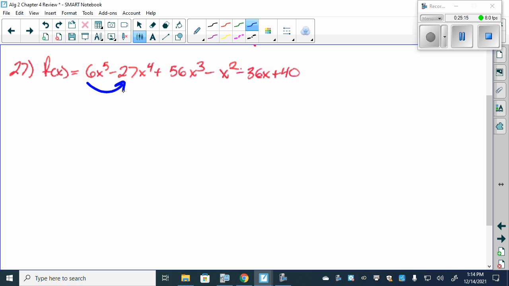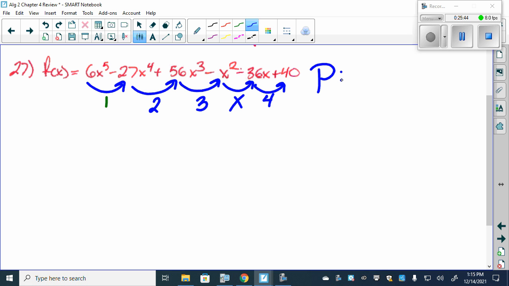So from x to the fifth to x to the fourth, it goes from positive to negative, so that would be one sign change. X to the fourth to x cubed would be 2, because it's going from negative to positive. X cubed to x squared would be 3, because it's going from positive to negative. Now x squared to x would not be a change, because it's going from negative to negative. It does not change signs. And negative x to plus 40 would be 4.